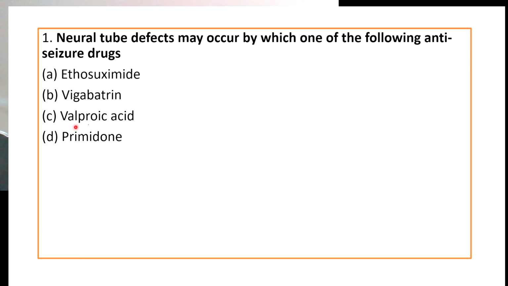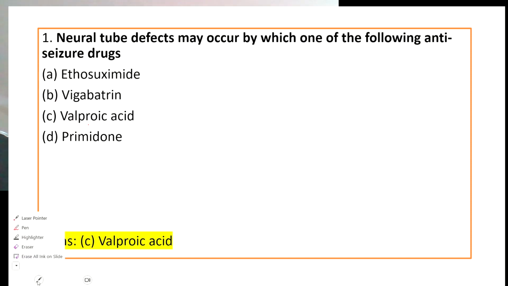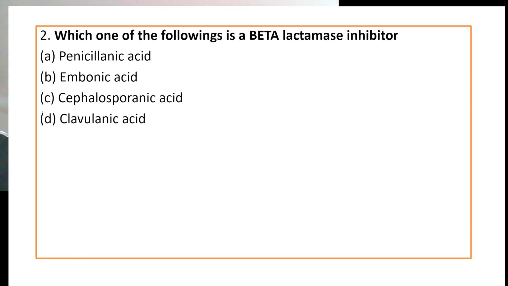Ethosuximide, vigabatrin, valproic acid, primidone. So the answer is, yes, correct. I hope many of you gave the correct answer. That is option C, valproic acid. Valproic acid is the anti-seizure drug which causes neural tube defects. Go to the next question.